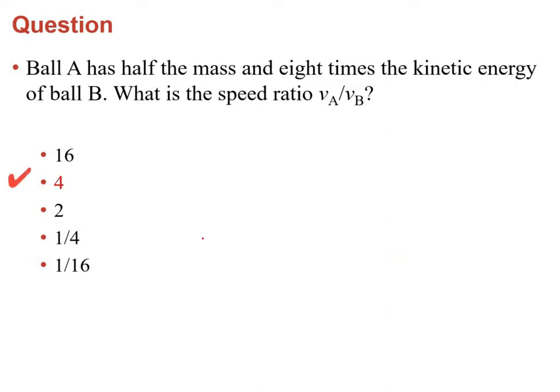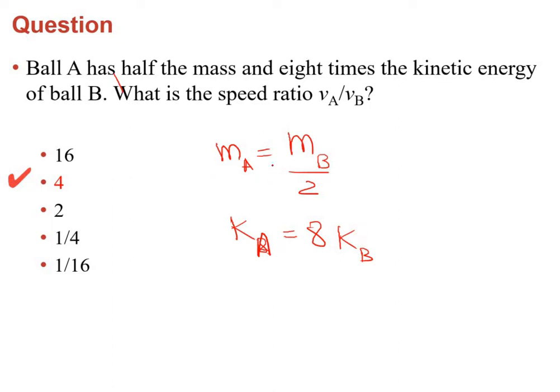Okay, so the answer is 4, and let's see why that's the case. What is given to you is that ball A has half the mass, which means its mass is half. So if B is 10 kilograms, let's say, MA is going to be half, which is 5, so you have to divide that by 2. And the kinetic energy of A is 8 times the kinetic energy of B, right? So KA is 8 times KB.